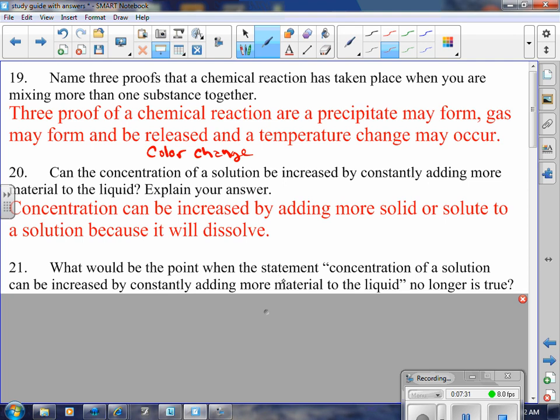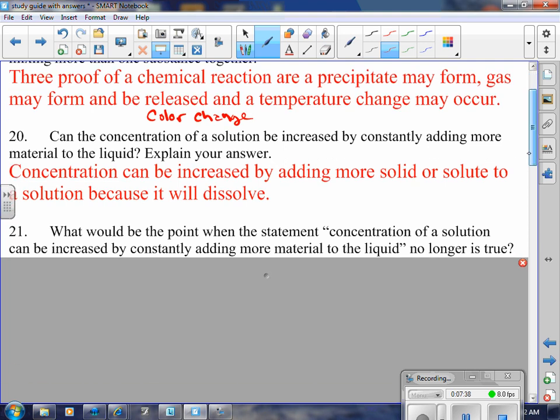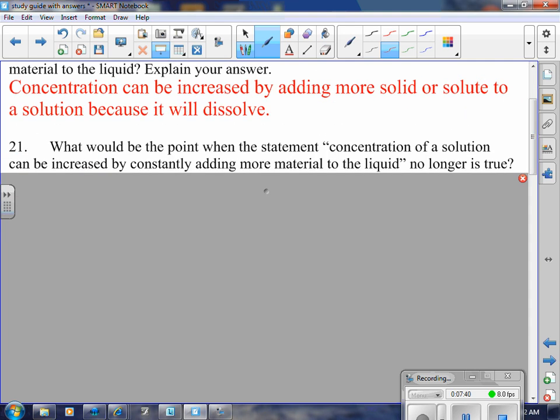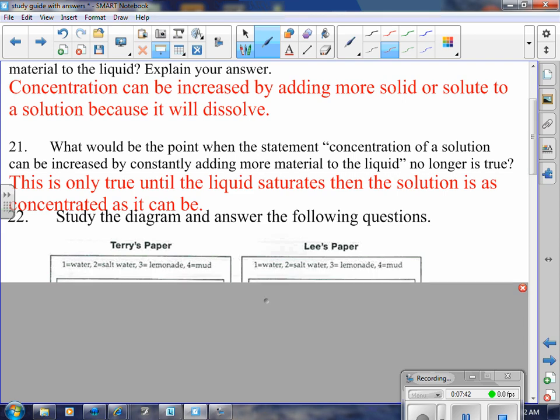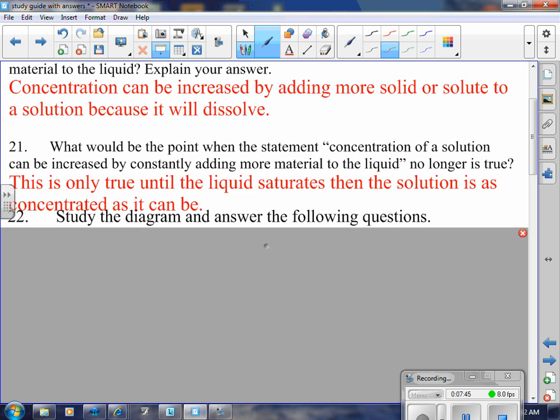What would be the point when the statement, a concentration can be increased constantly by adding more material to the liquid, would no longer be true? Well, when it has become saturated, there's no point. You can't add any more.